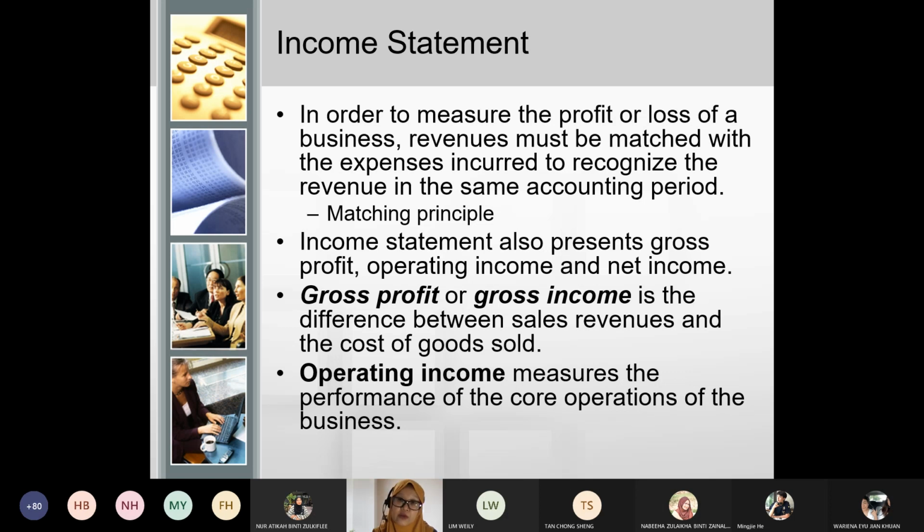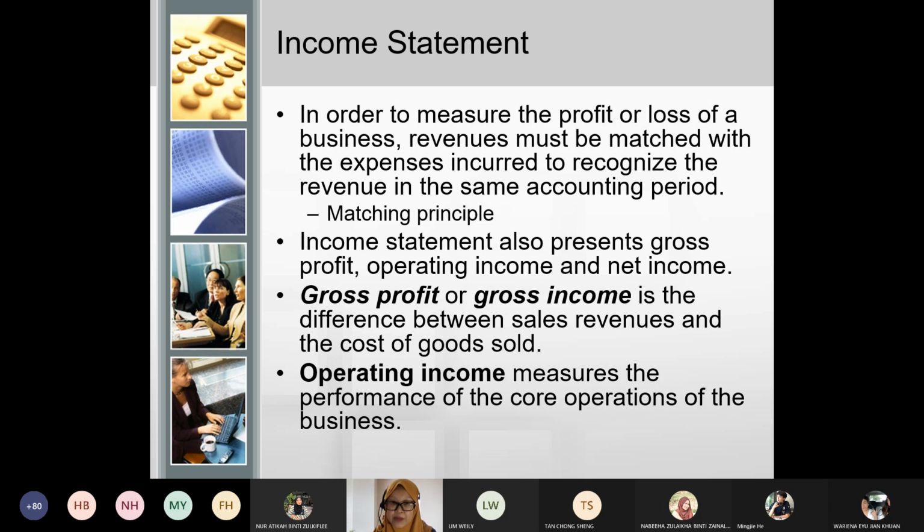To calculate the profit or loss, you have to match the revenue with the expenses in the accounting period. This is what we call the matching principle. If the revenue is more than expenses, then the company is making profit. If the revenue is less than expenses, then the company is making loss. In the income statement, we report gross profit, operating income, and net income.